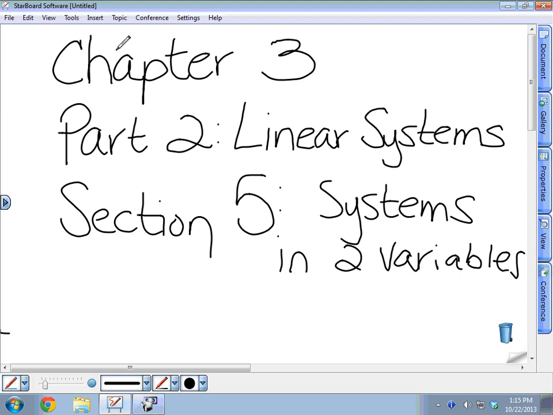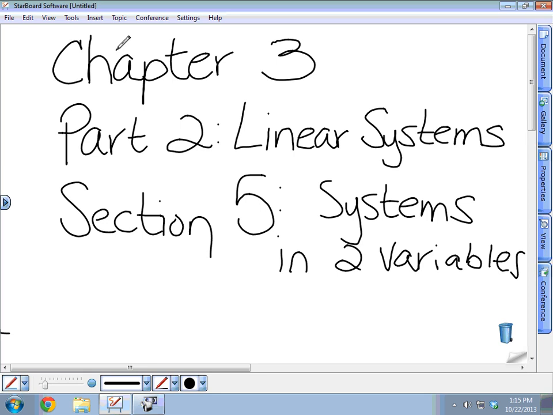Okay. So we finished part one. That's what the test was on. So today we'll start part two, which is linear systems. And there are three sections. So we'll do sections 5, 6, and 7, and then have another chapter test on the whole section.